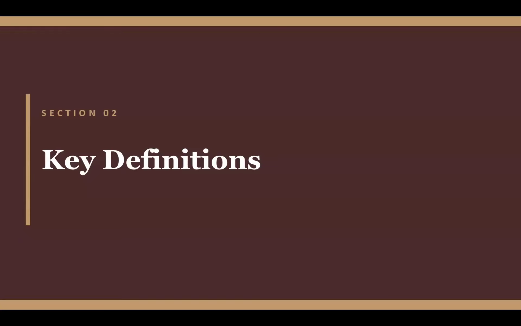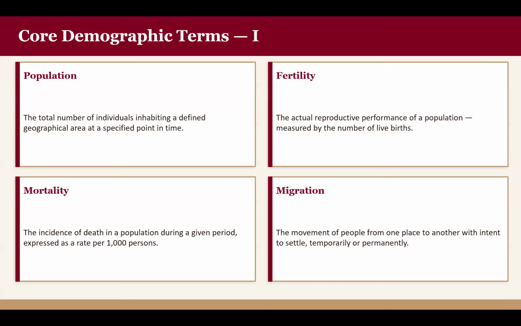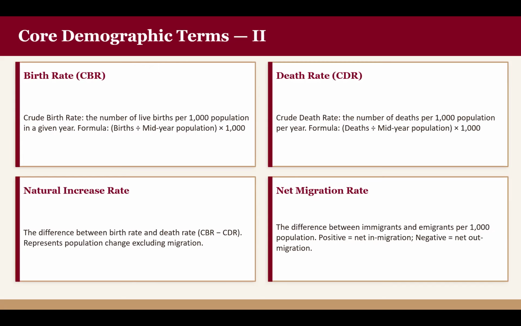Now we'll cover some key definitions. Core demographic terms include population, the total number of individuals inhabiting a defined geographical area at a specific point in time. Fertility, the actual reproductive performance of a population measured by the number of live births. Mortality, the incidence of death in a population during a given period, expressed as a rate per thousand persons. Migration, the movement of people from one place to another with intent to settle temporarily or permanently.